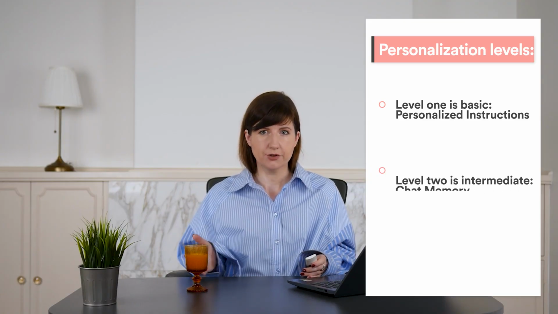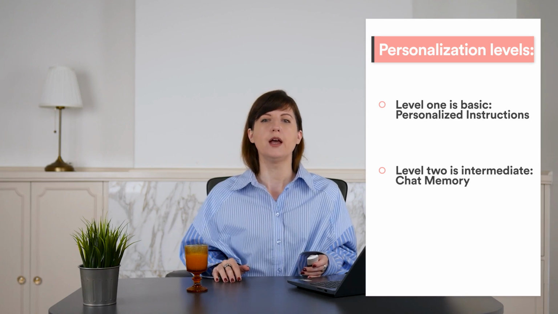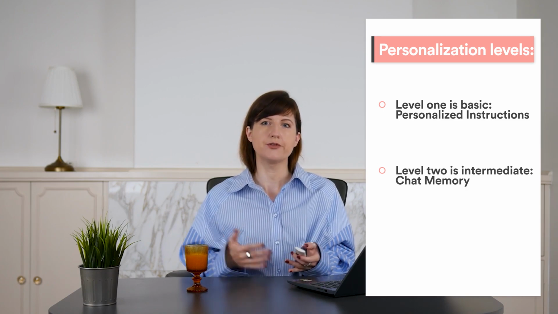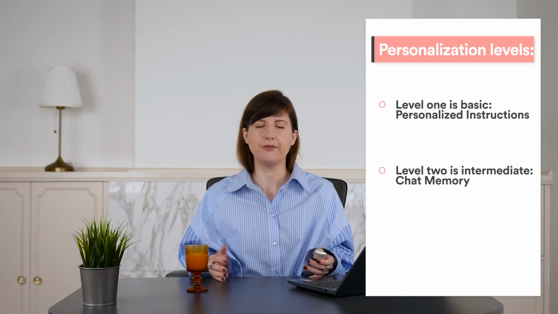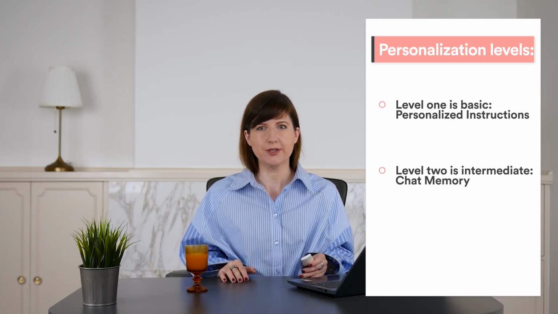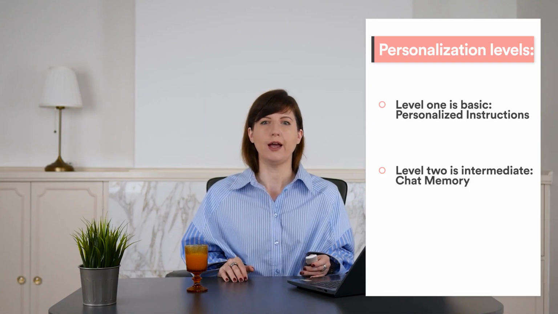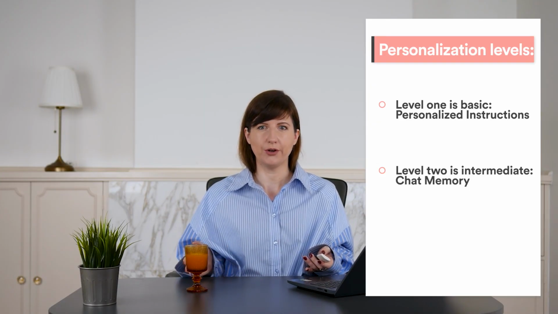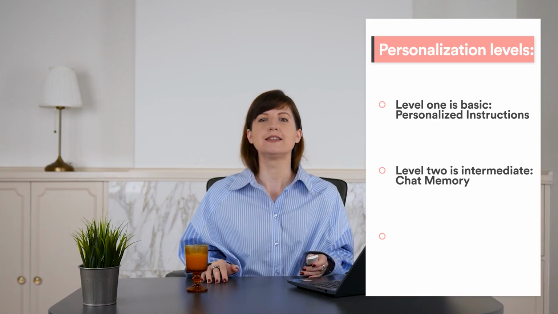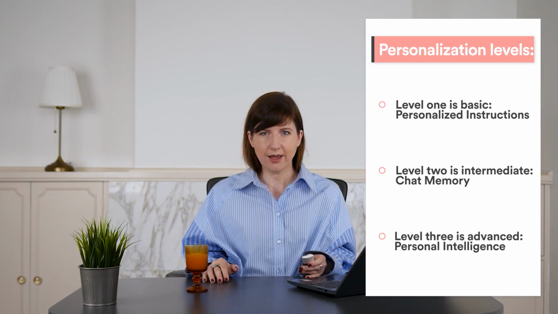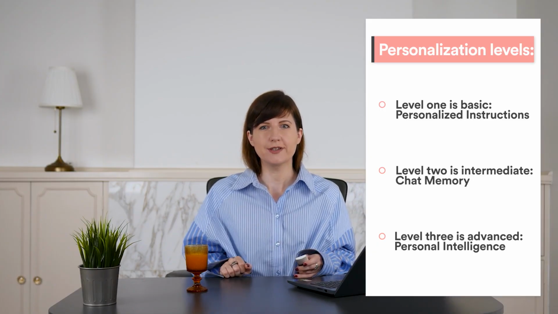Level 2 is intermediate, chat memory. This is where Gemini starts remembering facts and preferences from your previous conversations, so you can pick up exactly where you left off. And level 3 is the most advanced, personal intelligence.